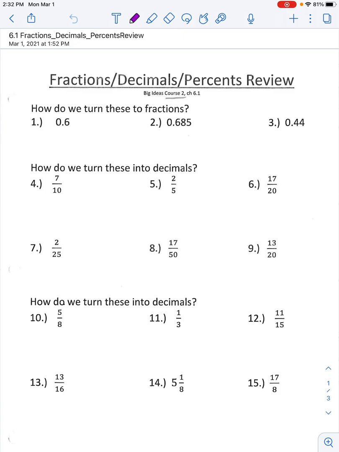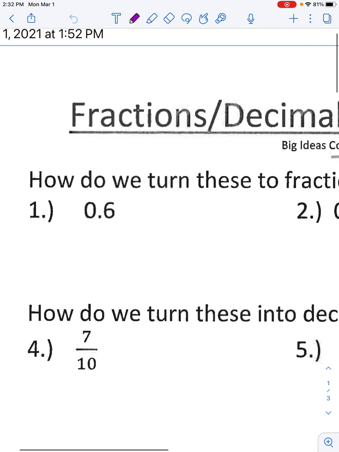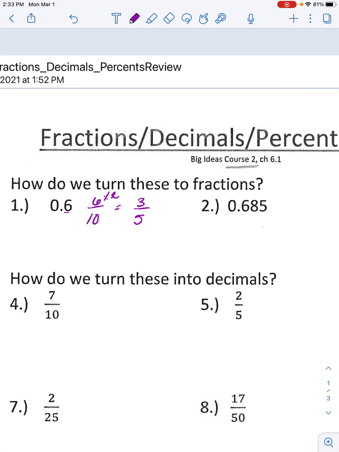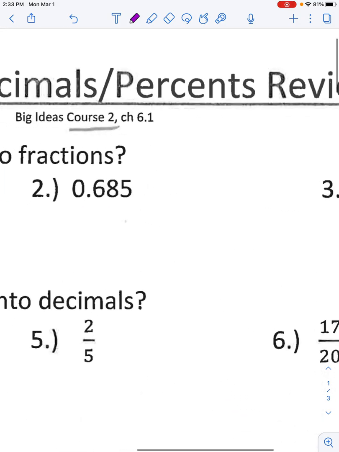On the first three, we have decimals, and we want to turn them into fractions. The easiest way to do that is to say the decimal. This says 6/10, so we're going to write 6/10. And then, yes, I always need you to simplify. So 6/10 as a fraction would be 3/5.